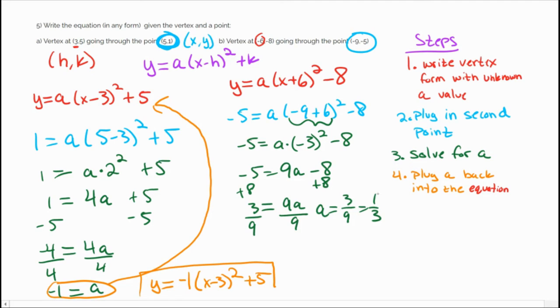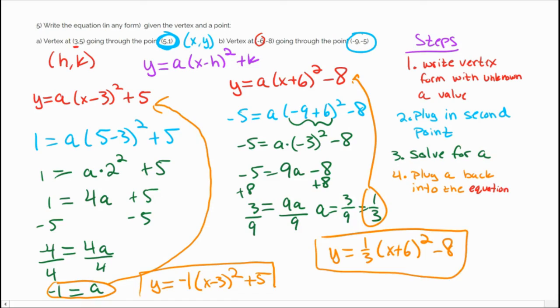So now I'm plugging this back into my red equation for my final answer, which is y equals 1/3 times x plus 6 squared minus 8. And there's my vertex form.